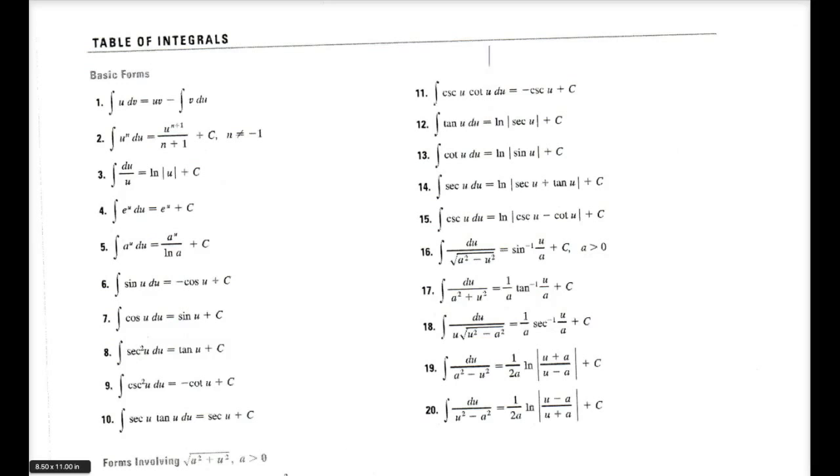You may want to pause the video right now and either write these down or look into your textbook, or just a particular website that may have these, and make sure that you have these handy. Of course, you'll need to memorize these, but the best way to memorize them is just to practice a lot.